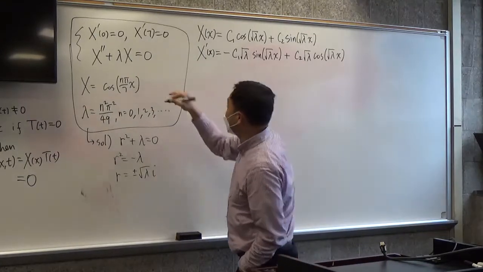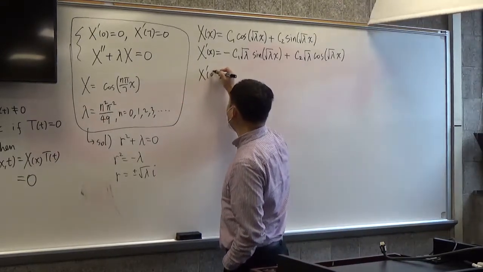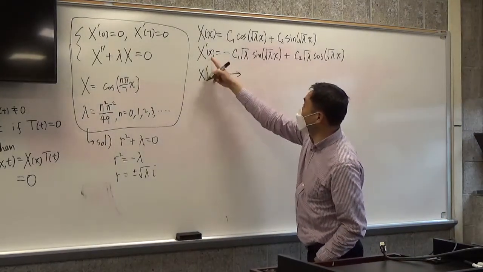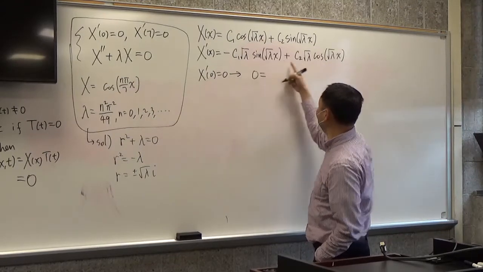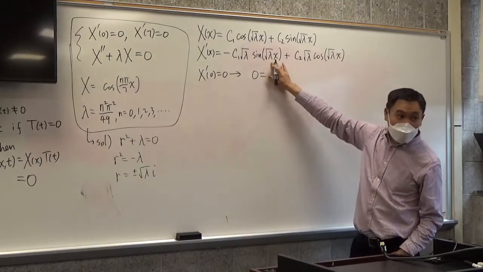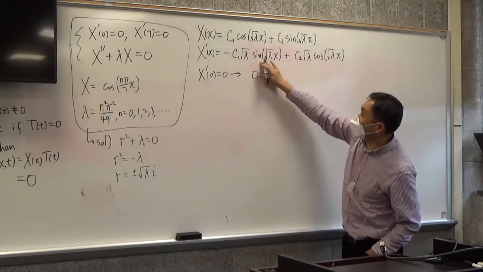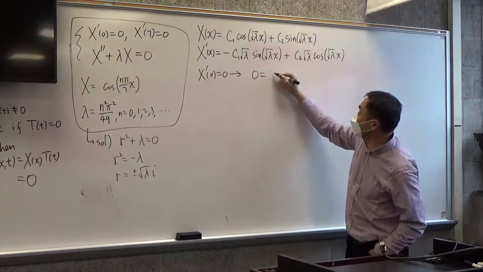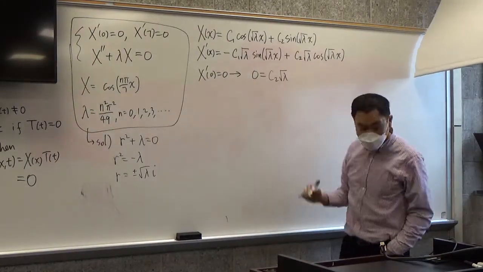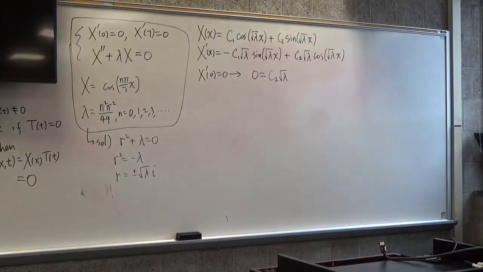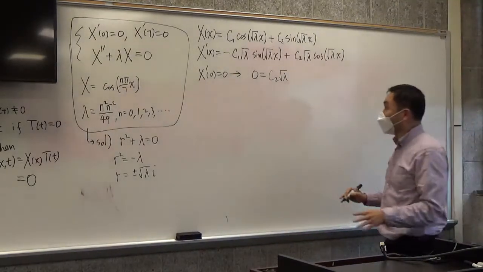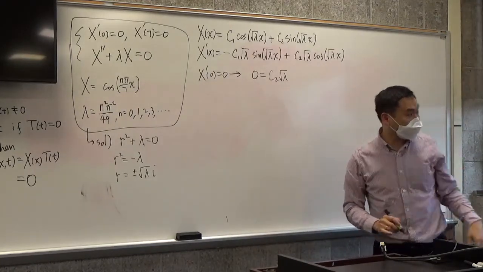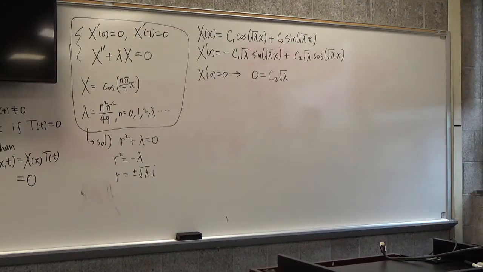And then let's apply the very first condition, which is X prime of 0 equals 0. That makes it as, if I plug in 0 here, I get 0 on the left side, but on the right side, what's sine of 0? 0. So sine 0 is 0, so that doesn't appear at all. What's cosine 0? 1. So you're going to get c2 times square root of lambda. Once again, I have a product of two things equal to 0, right? If two things multiply to 0, then we know that at least one of them is 0, okay?